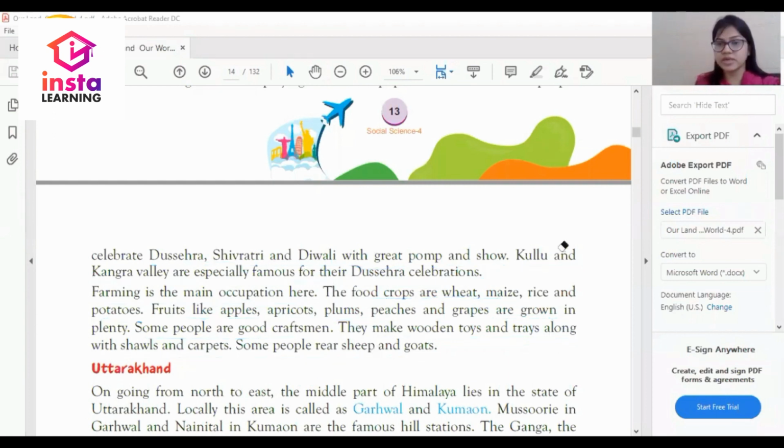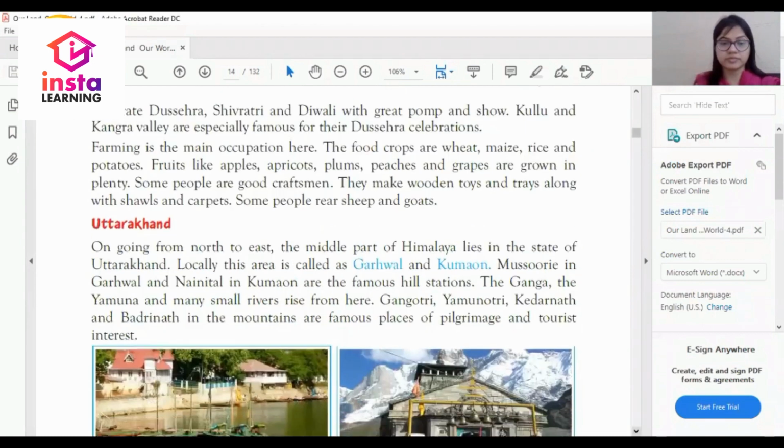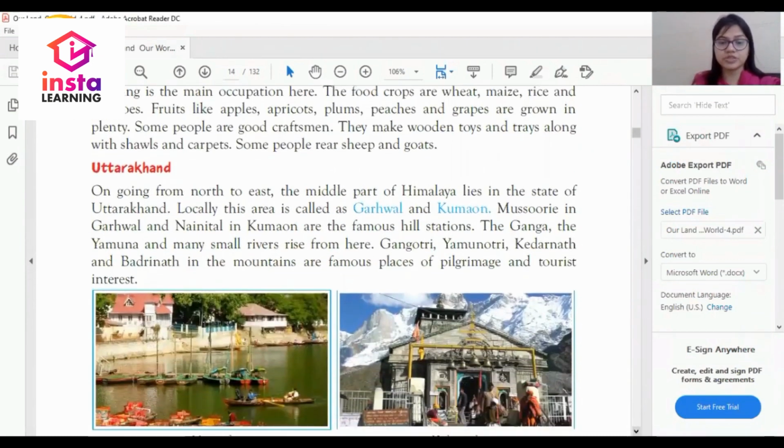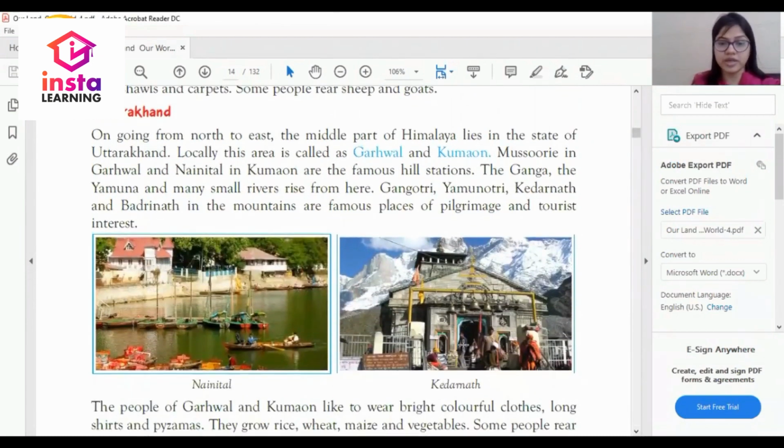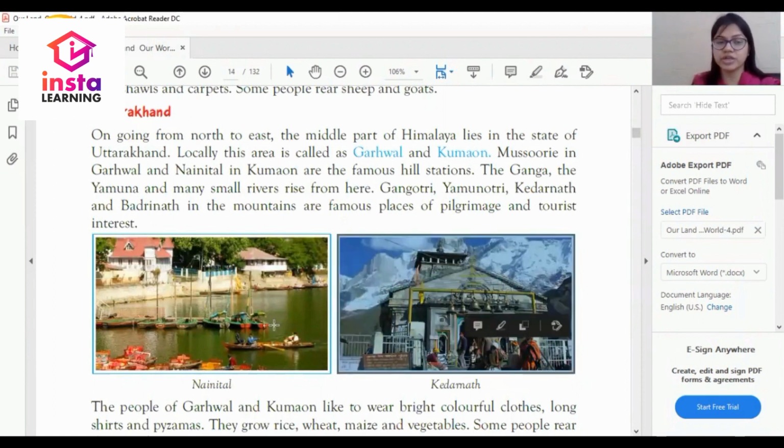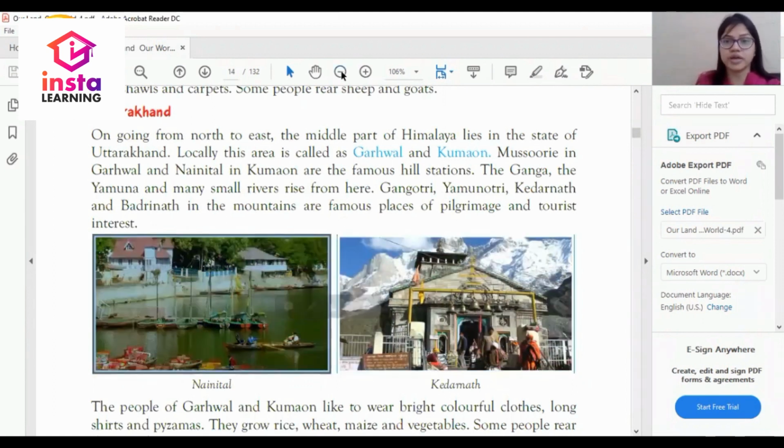Let's discuss the next one, which is Uttarakhand. This is the pictorial part of Nainital and Kedarnath, which is located at Uttarakhand. So let's discuss it. Dear student, on going from north to east, the middle part of Himalaya lies in the state of Uttarakhand. Locally, this area is called as Gadwal and Kumaon.